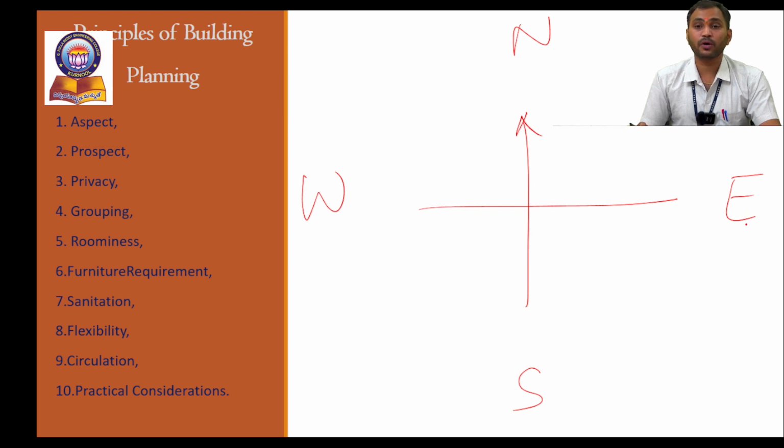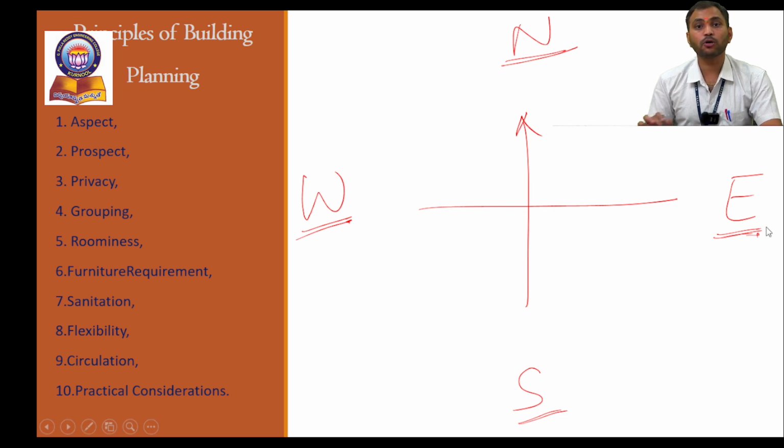East we call Turpu. Next, west is Padamara, north is Uttaram, and south is Dakshinam. Turpu, Padamara, Uttaram, Dakshinam. The corner point of northeast we are going to call Ishanyam. The corner point of northeast is Ishanya Bhagam.